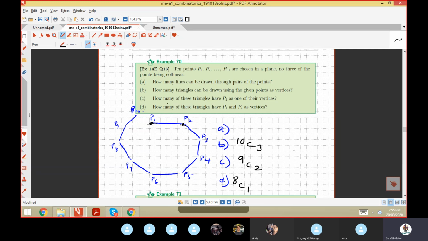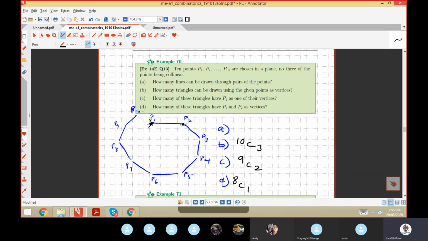Right, let's look at it again. How many of these triangles have P1 as one of their vertices? If P1's already a vertex, I've got 2 other vertices to pick from. It doesn't matter what they are, P2, P5, P6. I've got 9 of them to pick from as well. So if this is B, how many of the triangles can be drawn using the given points as vertices? 10 choose 3.